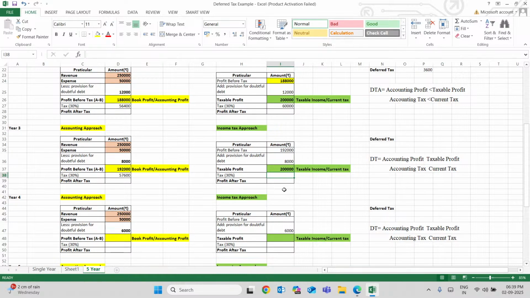So under here we have again a DTA, as the accounting approach or the book profit is less than the taxable income. So we are going to create a DTA. So here we are going to calculate what is the amount. So we are going to put this minus this. So here we have 2,400, right? The difference is 2,400.